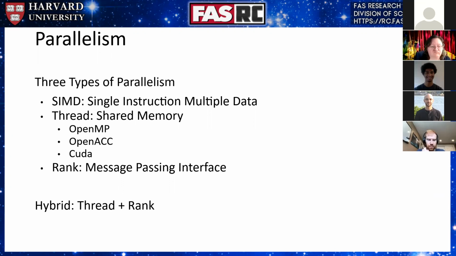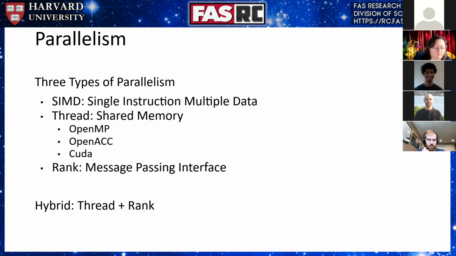followed by the rank, which is MPI, message passing interface. This is where you start branching out to all the different nodes on the cluster. This is where you start getting to really large scale computation. And for things like fluid dynamics and what have you, you're probably going to have to go all the way to MPI to get things done.